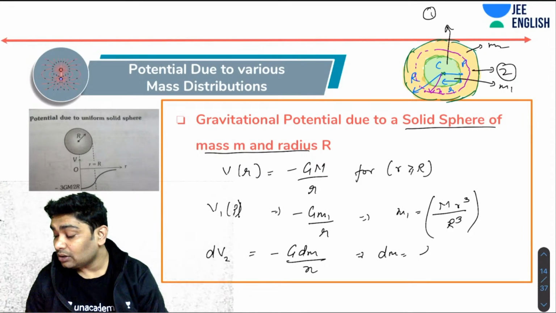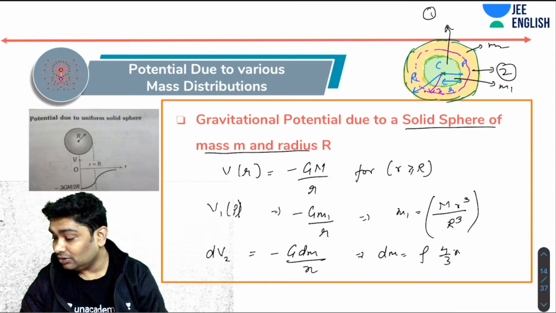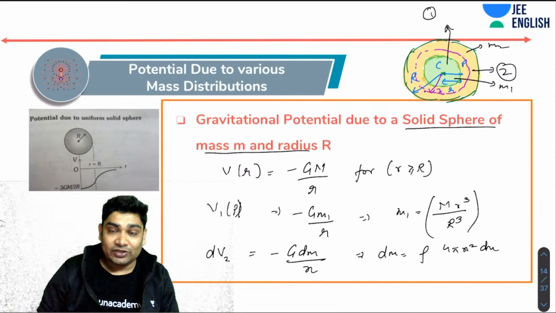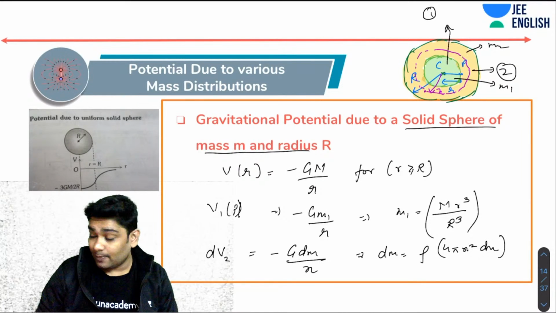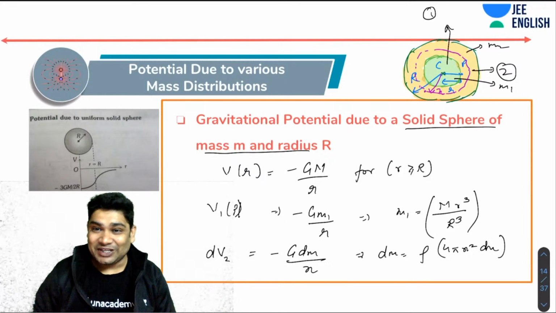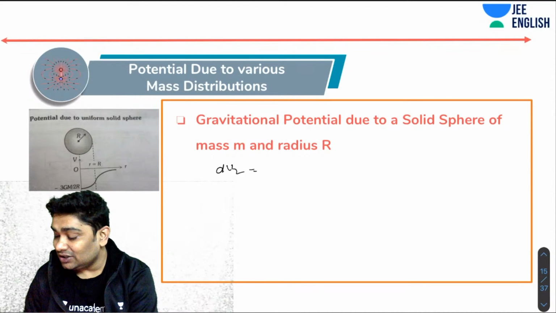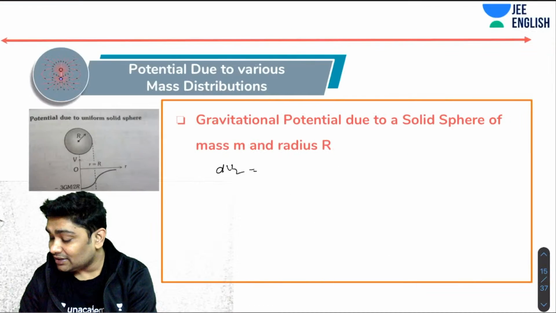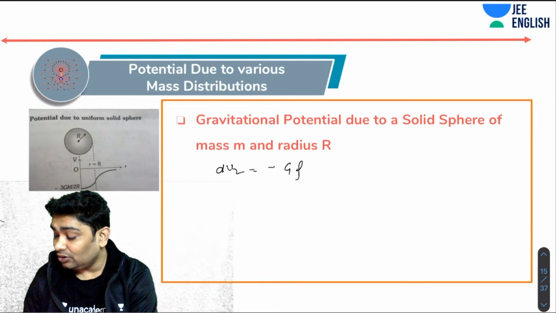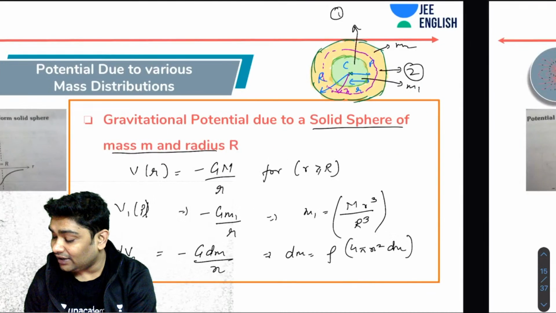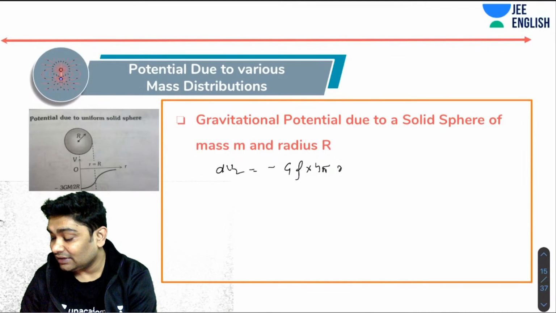Okay, so rho times 4 by 3. Okay, so the volume of the shell would be 4 pi x square dx. Okay, that's how you calculate the volume of the shell. Surface area of the shell into its thickness. Okay. So all I need to do is substitute this value. Okay, so if I substitute this value, let's see what we are getting. So I'm getting dv2 equals minus G rho 4 pi into x square, and at the bottom I had 1 over x, so the x will get cancelled. So I have x dx.